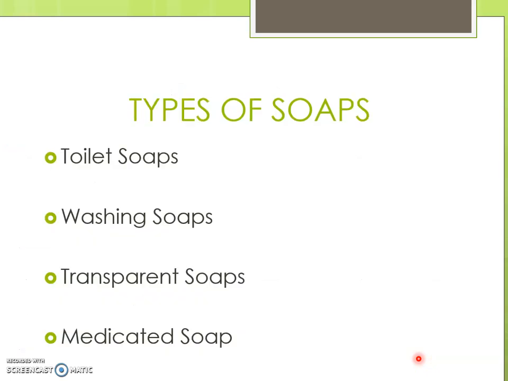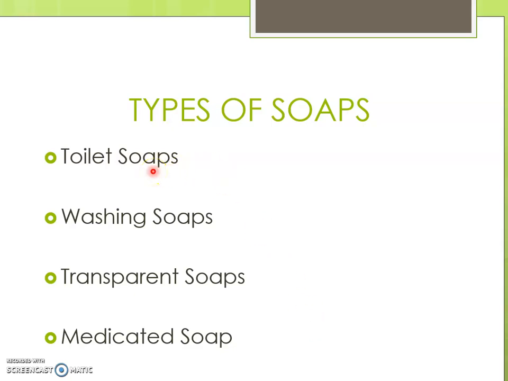Then moving to the different types of soap. A wide variety of soaps are available in the market. The major classes of soaps are toilet soap, washing soap, transparent soap, and medicated soap. There are other types of soaps besides these four categories. First, we are going to discuss toilet soap.